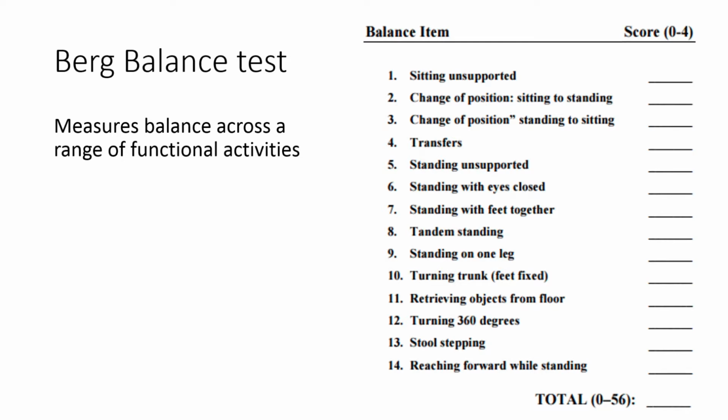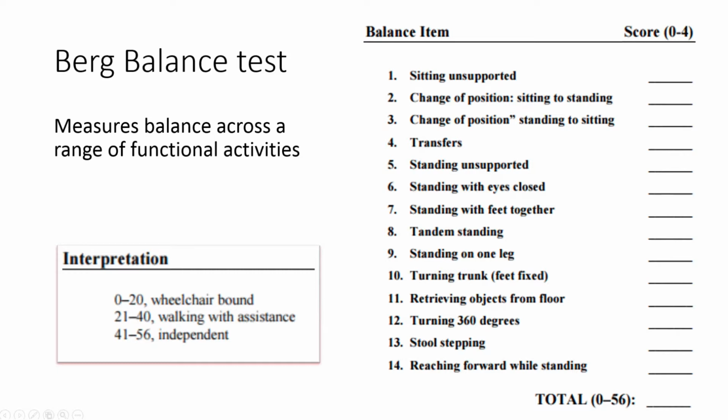The Berg balance test we've looked at before, so I won't talk about this for long. We know it measures balance across a range of functional activities. And again, these questions might be really valid and really useful for a person in their home. And we know that, again, we can interpret these scores, and that can give us a really useful guide to both track change over time, but also to identify the level of assistance required, for example, or the level of independence. So this is an example of a good physical assessment tool.